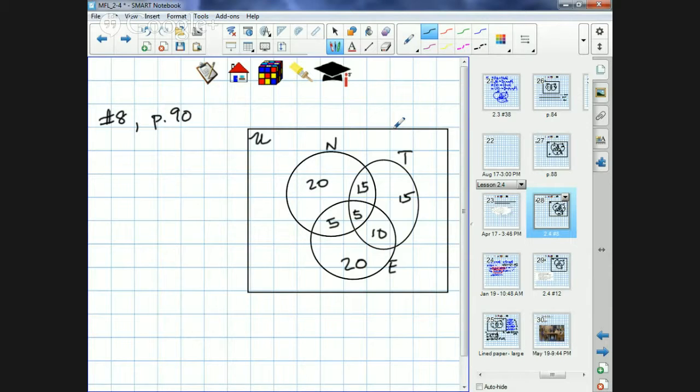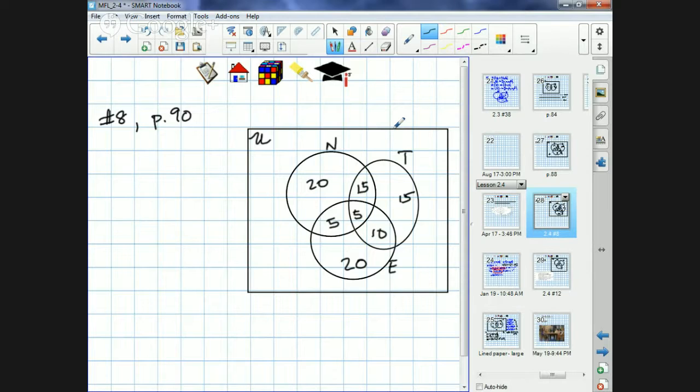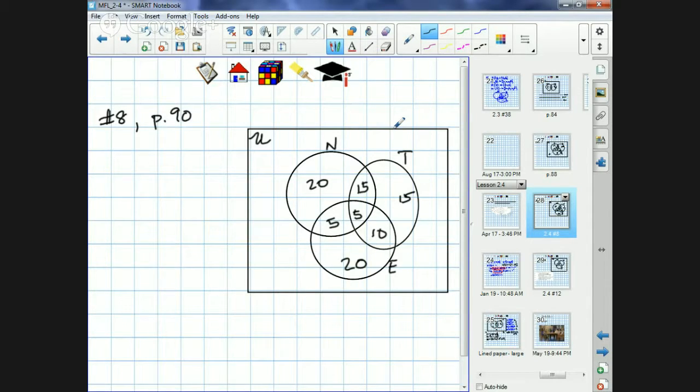A says, what percent of the students have only a 9 a.m. class? Only a 9 a.m. class. That would be 20%. That's correct. Now, here's the one that's a little bit of a challenge. Question B: what percent of the students have no classes at these times?